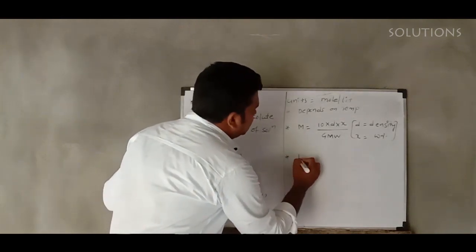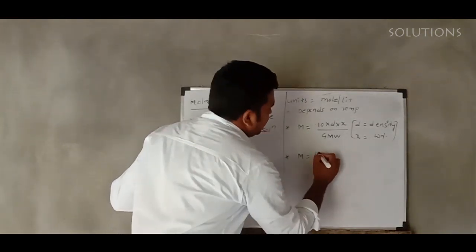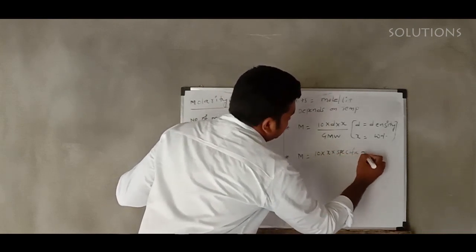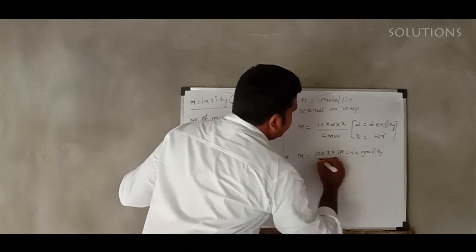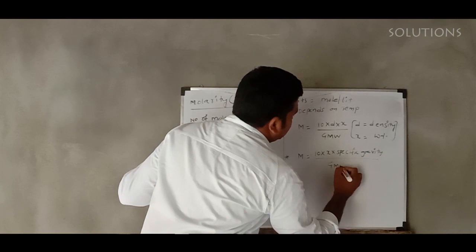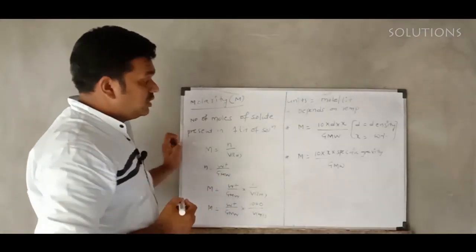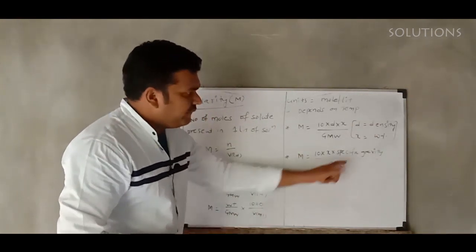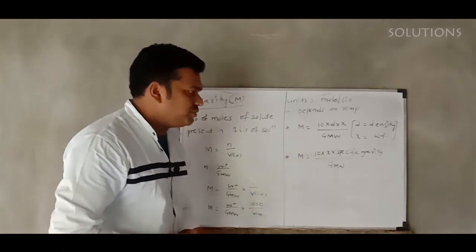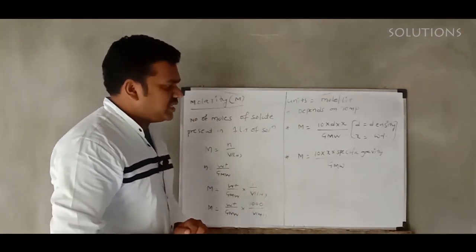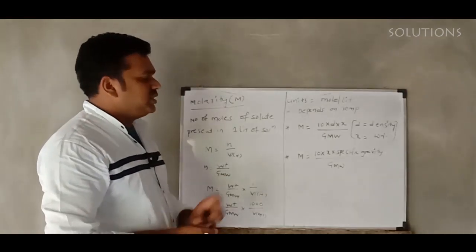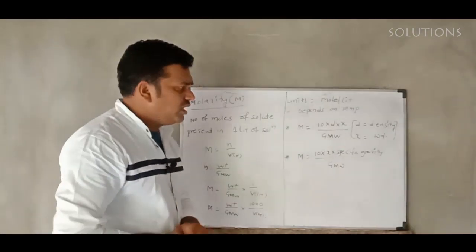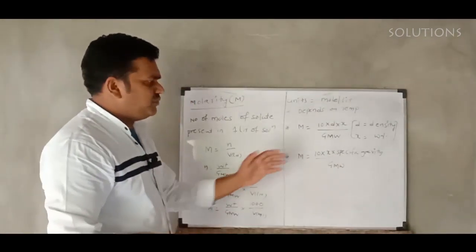And we will write one more formula. Molarity M is equal to 10 into x into specific gravity by gram molecular weight. Here x is also the weight percent. If the weight percent and the specific gravity are given, then the formula is 10 into x into specific gravity by gram molecular weight. These formulas are useful for objective questions. In such a question, suppose they give density and weight percent or specific gravity, we use this formula.